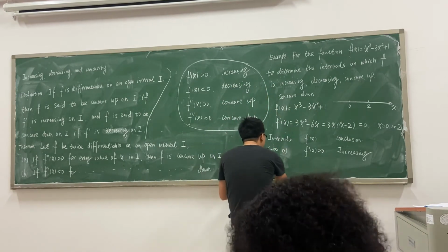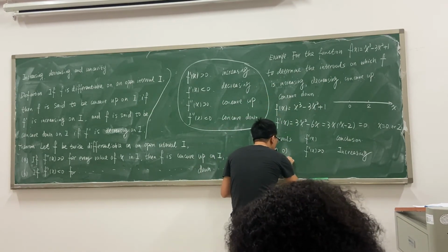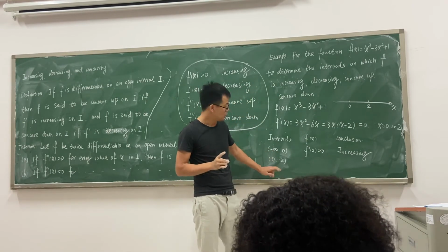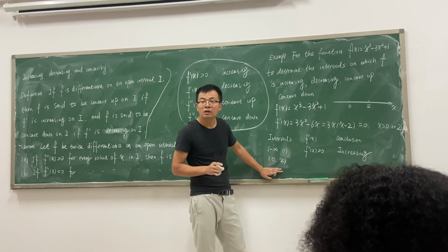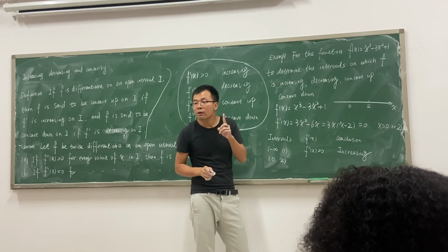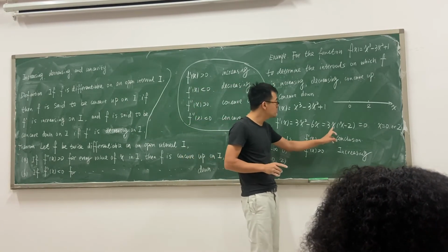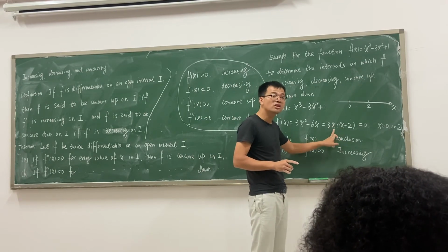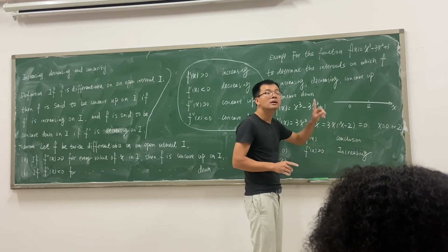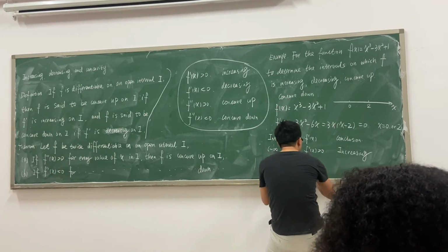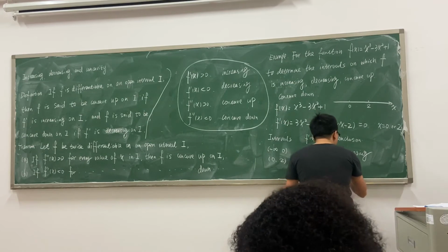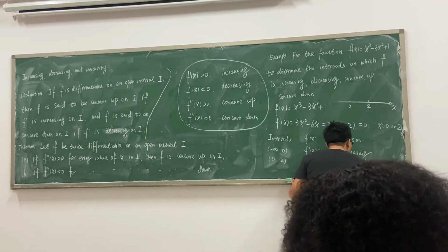And the second interval here is 0 to 2. You choose a number in this interval, 0 to 2. We choose 1. So here 1 is positive, and 1 minus 2 is negative. Positive times negative is negative. So here f prime is less than 0, so here it is decreasing.